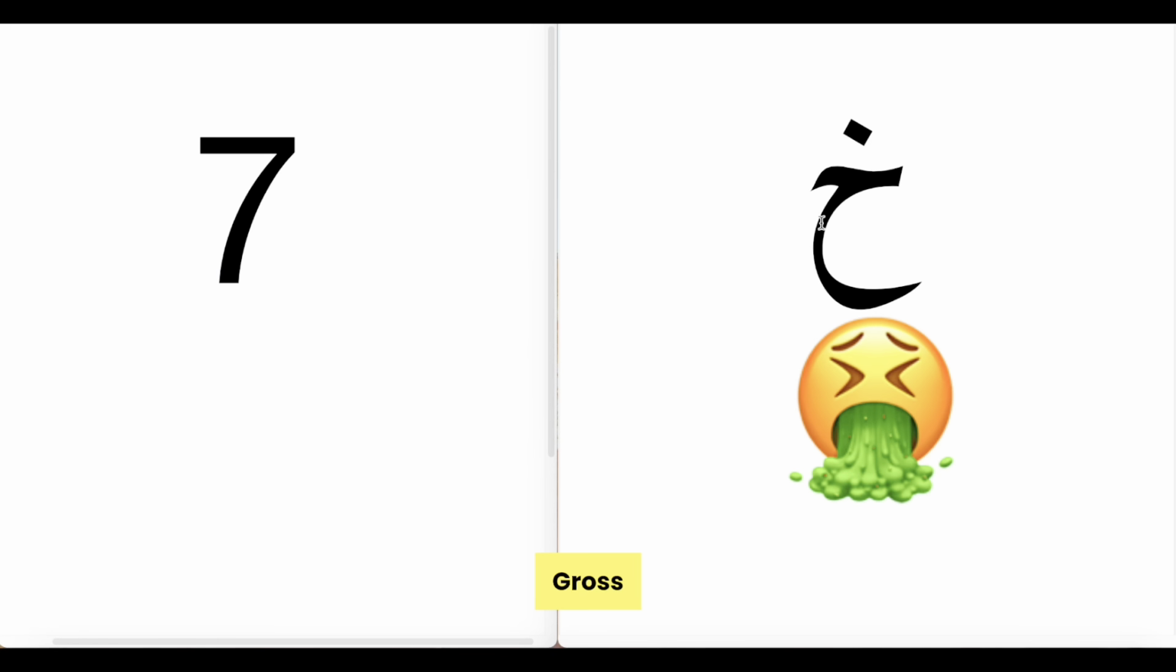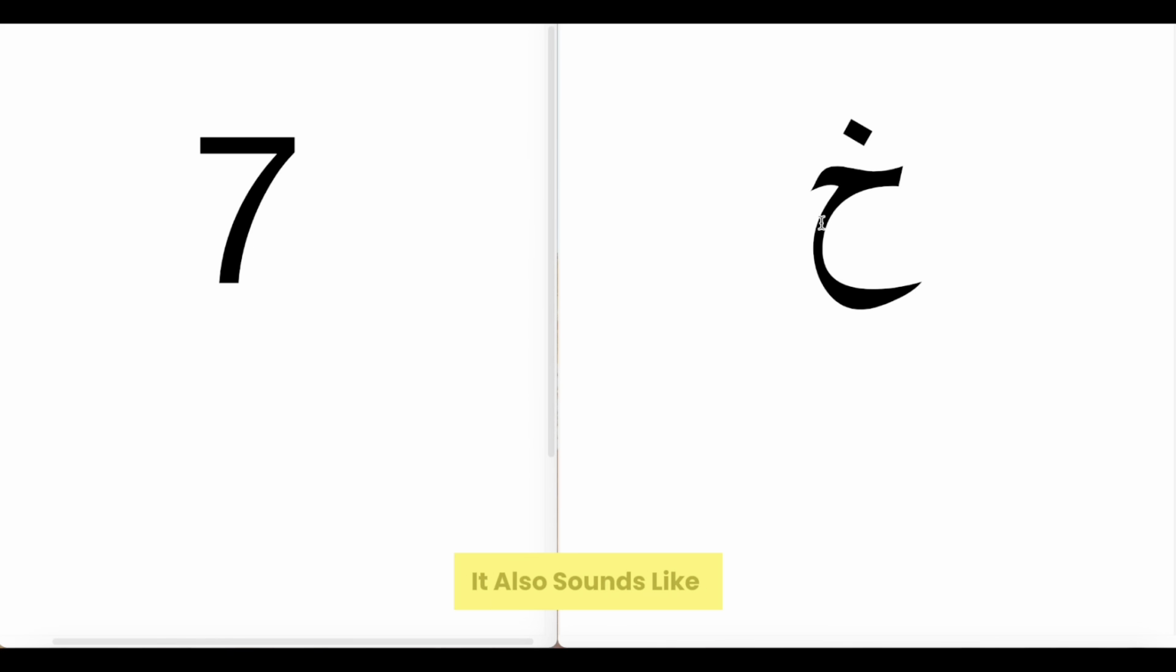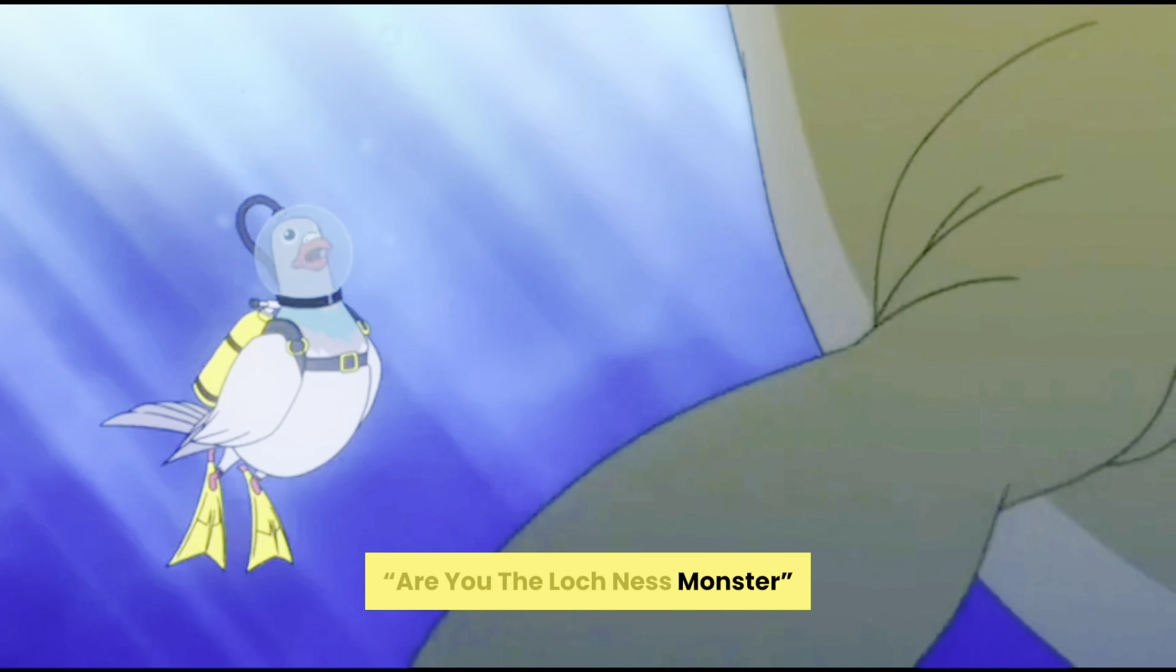Gross, I know, gross. It also sounds like the C and H in Loch Ness. You know, that lake in Scotland where the mysterious monster lives? Are you the Loch Ness Monster?